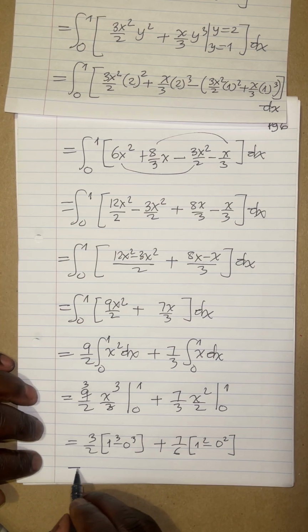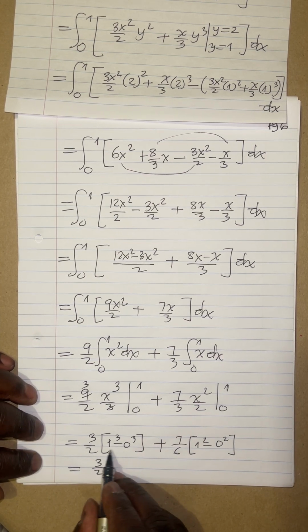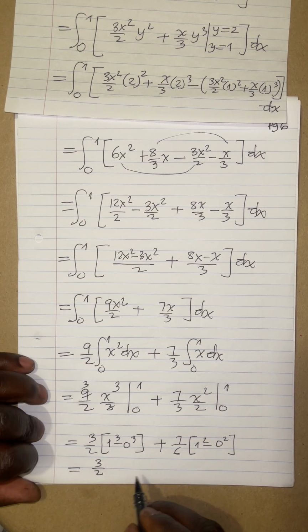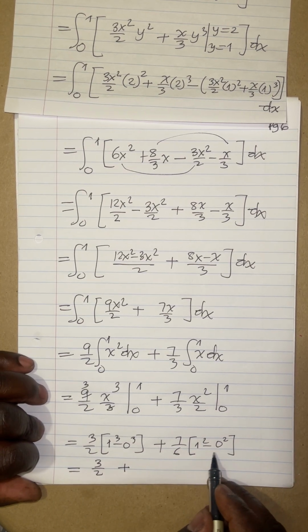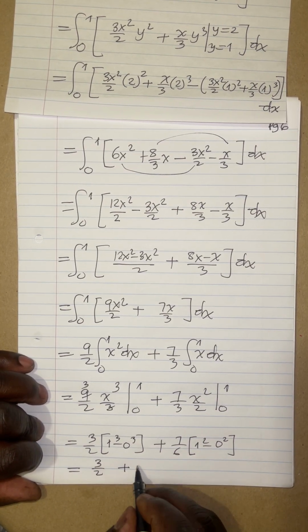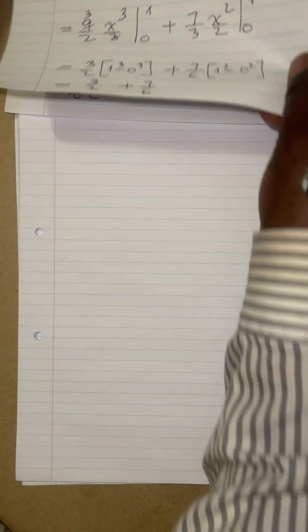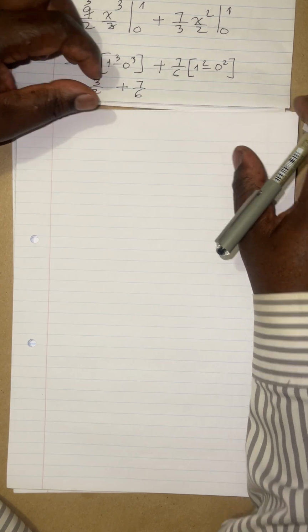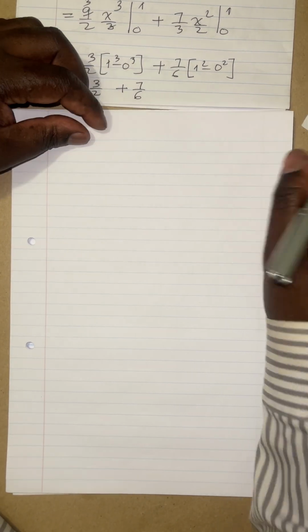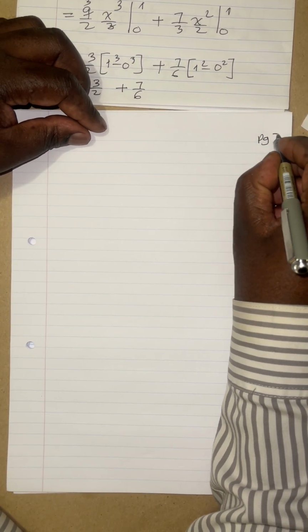This one here is just 3 over 2 because that's 1. And then here we're going to say plus, that is also 1. So it will be 7 over 6. Now let's simplify this on page 7, and let's see if we get the same result we got earlier on. So this is page 7.